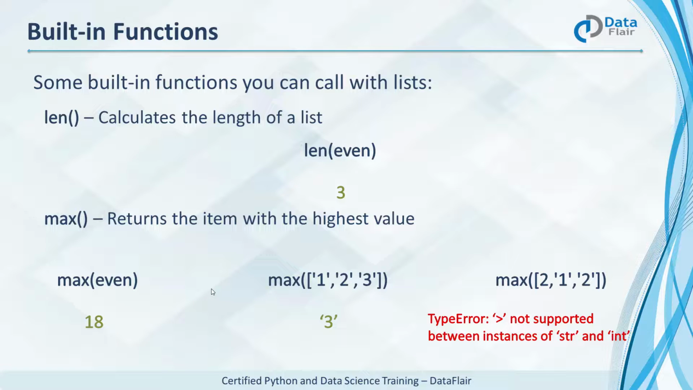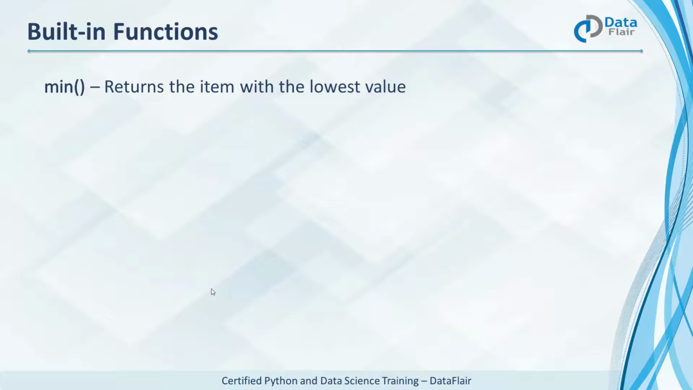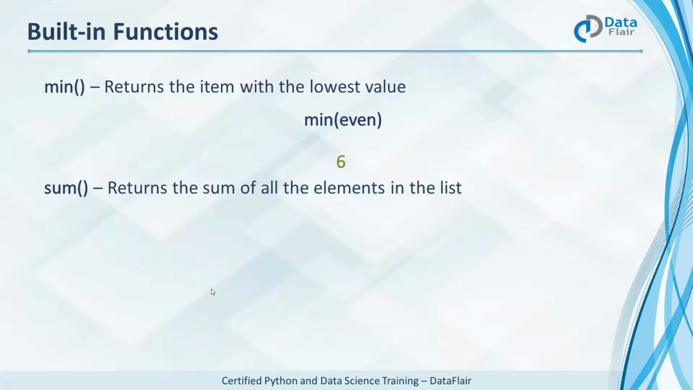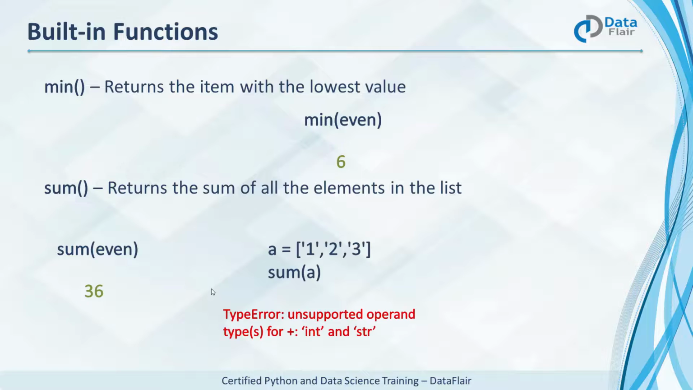Min returns the smallest item. Min of even is 6. And sum? It returns the sum of all the elements in a list. 6 plus 12 plus 18 is 36. It cannot perform this addition because these are strings holding integers. But it can add floats.